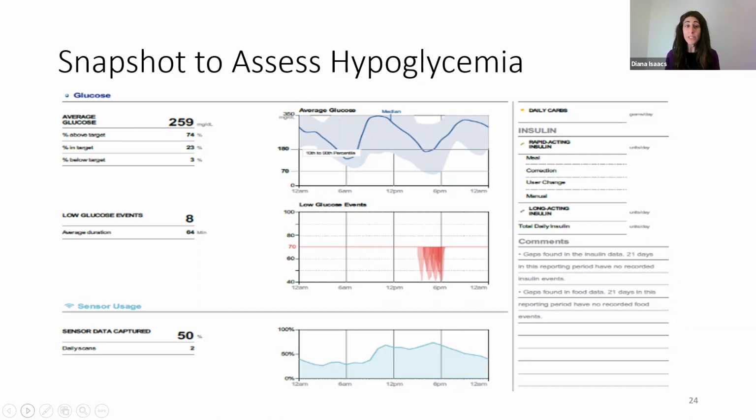But then I pull up this report and it's showing me very clearly there are 8 low glucose events over this 14-day period, and they're all happening pretty much between 4 and 6 p.m. Wow, that's super useful because now I can make sure we tweak things so there's not hypoglycemia at that time, but also work to get the rest of that curve down.